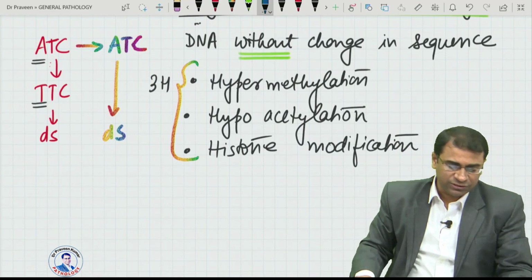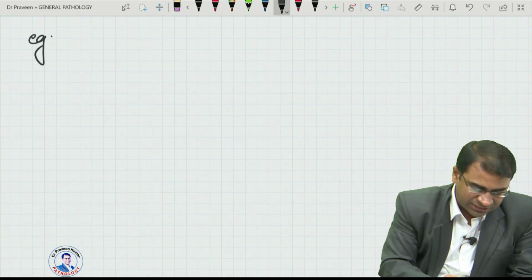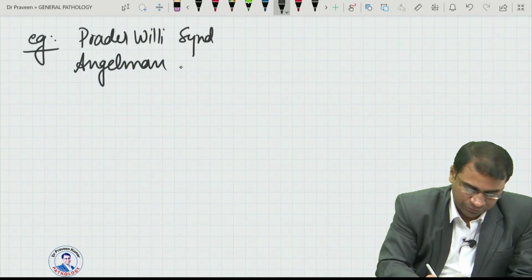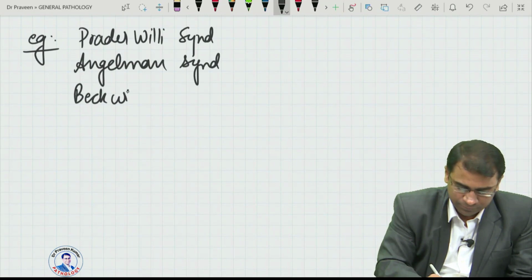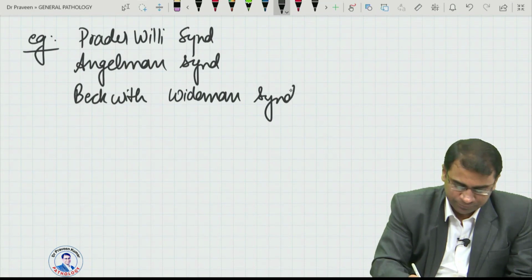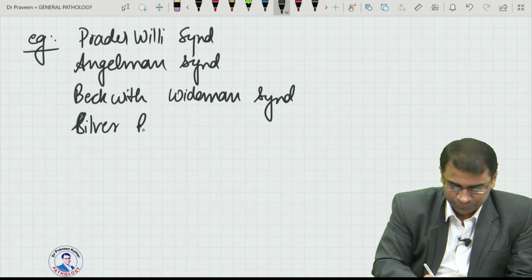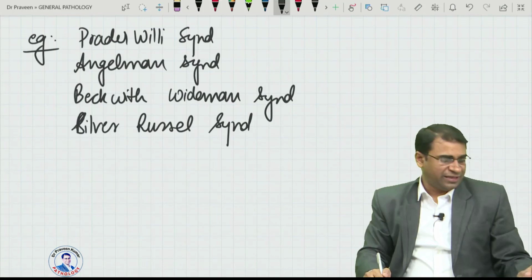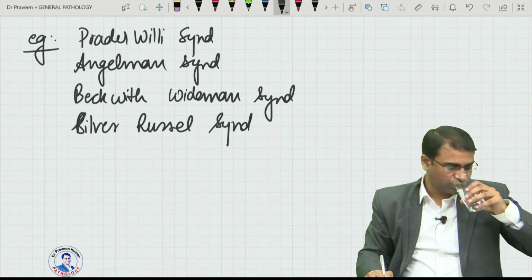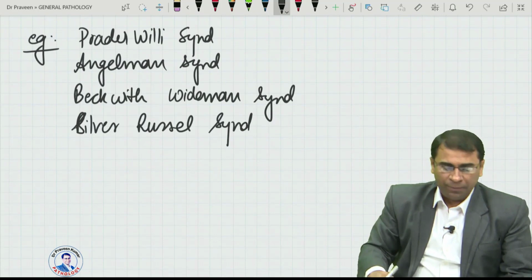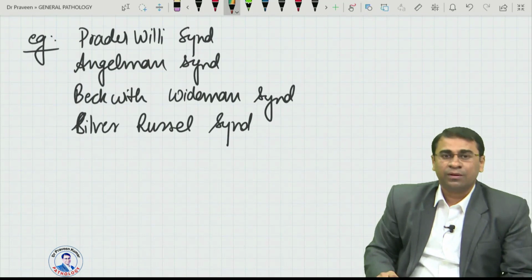Okay? Let's now see what the main examples are. The main examples of the disease are Prader-Willi syndrome and Angelman syndrome. The two more, Beckwith-Wiedemann syndrome and Silver-Russell syndrome. Okay, Prader-Willi syndrome, Angelman syndrome, Beckwith-Wiedemann syndrome and the Silver-Russell syndrome. Now, among them, we'll see the mechanism of the first two, Prader-Willi and the Angelman.